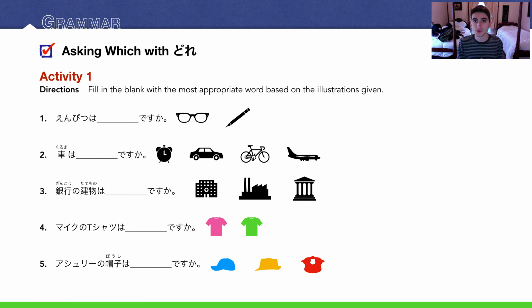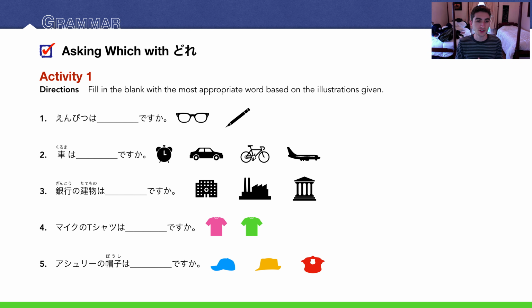Number 1, 鉛筆はですか? So we want to say which one is the pencil, or the pencil is which one? And there's only two things presented here, glasses and a pencil. So since there's only two things, we're going to go with dochi. 鉛筆はどっちですか? Number 2, 車はですか? There are 4 items presented here, and only one of them is a car. So that would mean we would use どれ. 車はどれですか? Which one is the car?